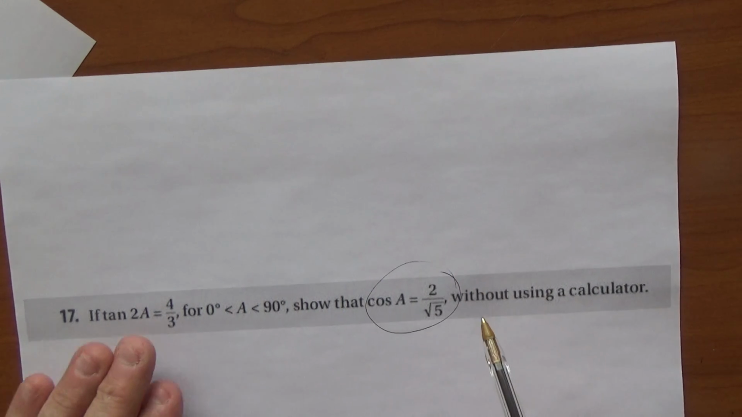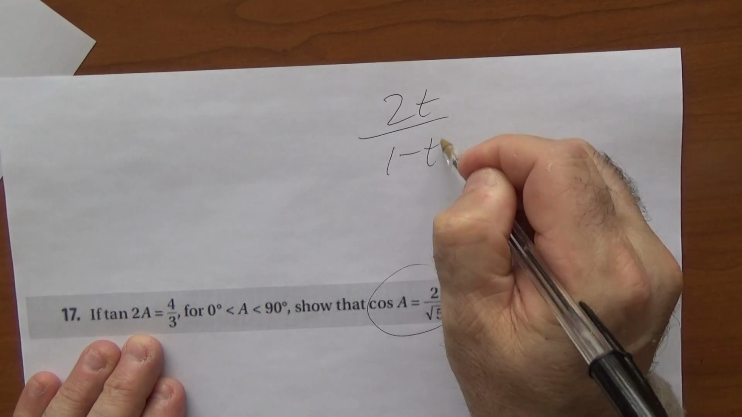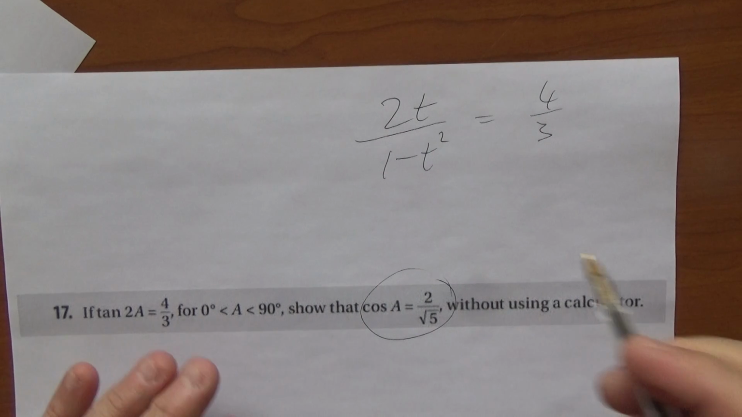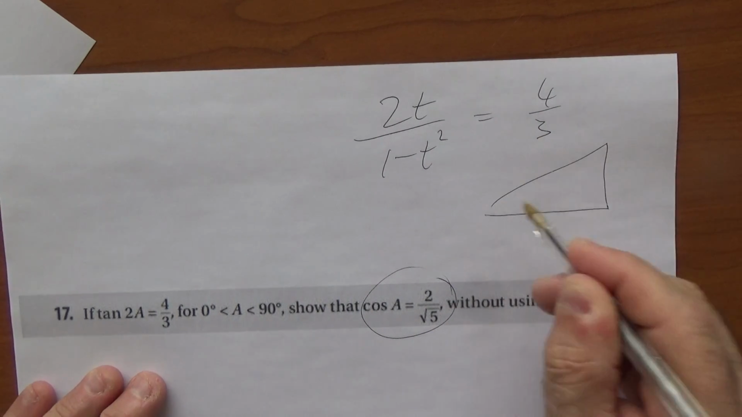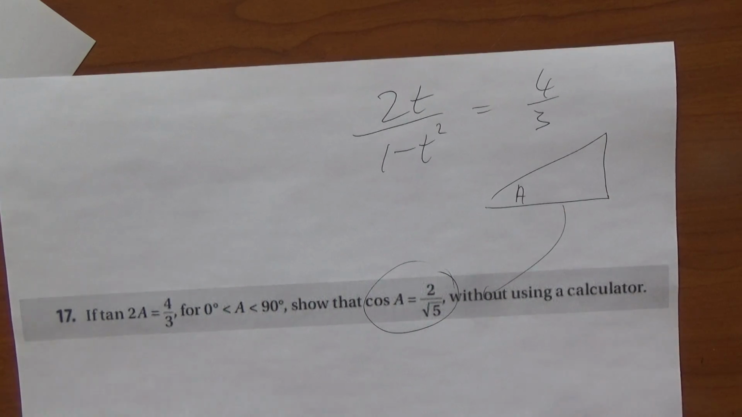Okay, this is going to take a little bit of work. Let's start off with tan of 2a. But tan of 2a is equal to 2t over 1 minus t squared. Let's find t, and then from t we will go to a reference triangle, and from our reference triangle with angle A we will pop on into cosine. So we have a plan.